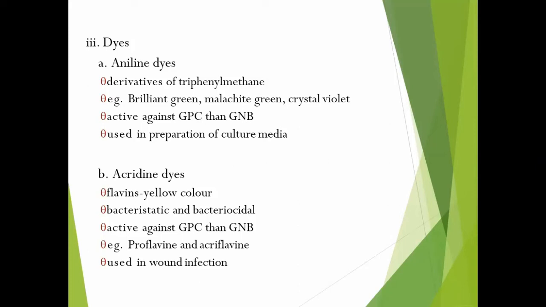Active against GPC, then GNB. We have already explained what GPC and GNB are when discussing the preparation of culture media. Number B, acridine dyes, such as flavin, yellow in color, bacteriostatic and bactericidal. It is more active against GPC than GNB. Examples are proflavine and acriflavine. It is used in wound infection.